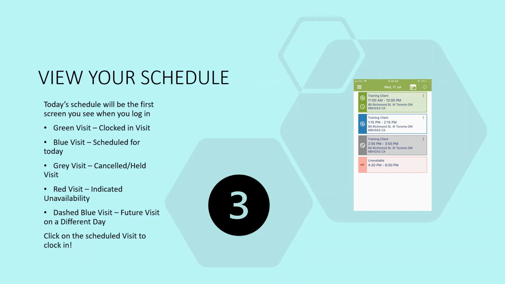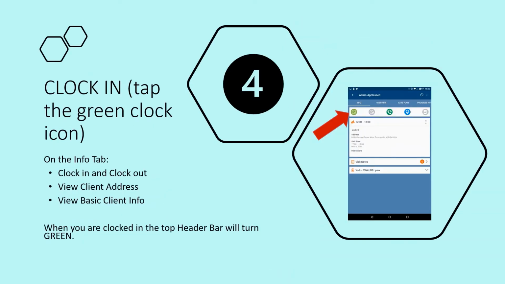Find the visit you wish to clock into and click on it. This will take you to the Info tab for that visit. Here you can see some basic information about the client and the visit, like the client name, address, and instructions for getting in. Once you're inside and ready, click on the green clock button in the upper left of your screen.